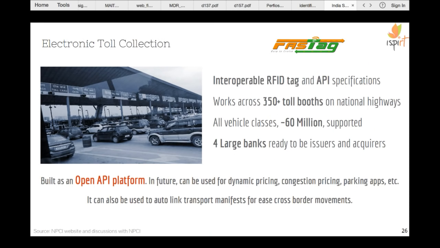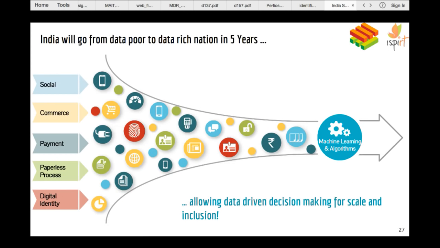Electronic toll collection through the FASTag brand name is an interoperable RFID tag which will rely on top of the underlying payment infrastructure, which can then ensure ease of movement of vehicles on the highways. And as a result, over the next 5 years, we will go from being a data-poor to a data-rich nation. And this will allow for a lot of scale and inclusion that was not possible earlier. And it's important that as we go through this transition, we do it in a very thoughtful manner, keeping security and convenience in mind. So thus making life better for everybody.